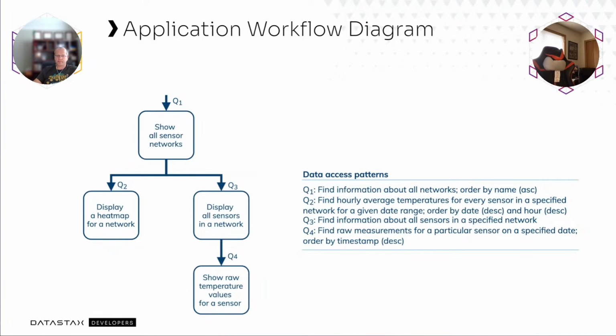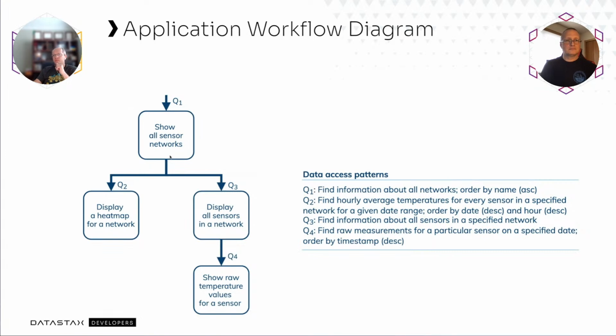The second important model is the application workflow diagram. This one is super simple, because you simply think about what my application will do. Well, first, once you log in, for example, you will show all sensor networks. To do that, you will have to access the database and find information about all networks, and you want to order them by names. So this is the first query, the first access pattern.